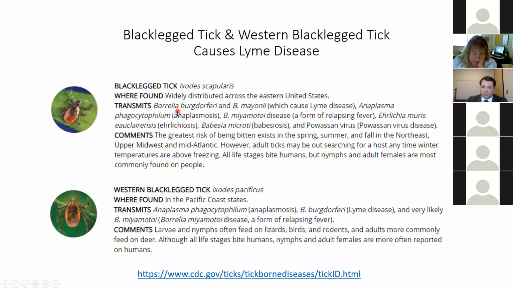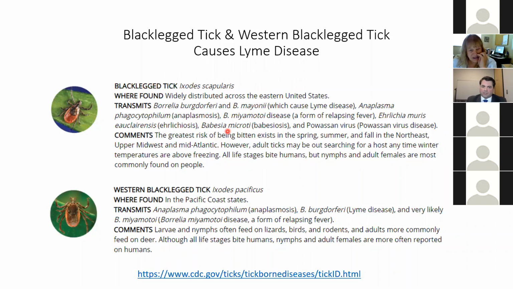So Borrelia burgdorferi transmits Lyme. It also transmits Anaplasma, relapsing fever, Ehrlichia, Babesiosis. So it transmits many things. And so the same tick or the same area can have overlapping types of infections. And most of these infections are going to be treated with doxycycline. So if you treat someone with doxycycline, you're going to be hitting a lot of these infections.